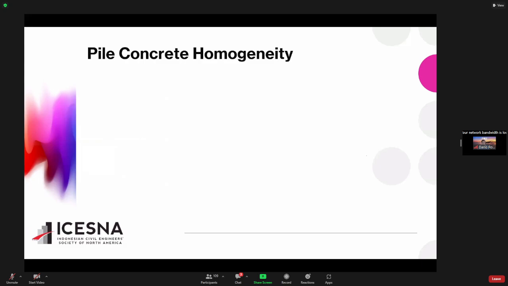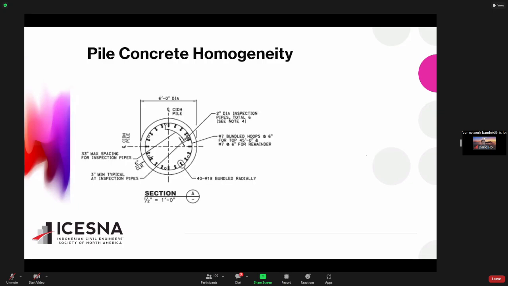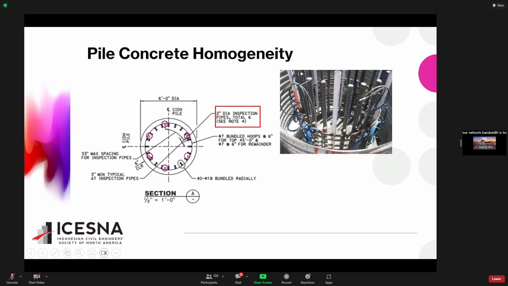Okay, now on the concrete quality. So typically this is the cross section of the drilled shaft. Right? So to do the test you have to install the PVC pipe, like a plastic pipe, a 2 inch diameter inspection pipe. In total you have 6 here around the pile. So this is an example of the PVC pipes you install around the pile.